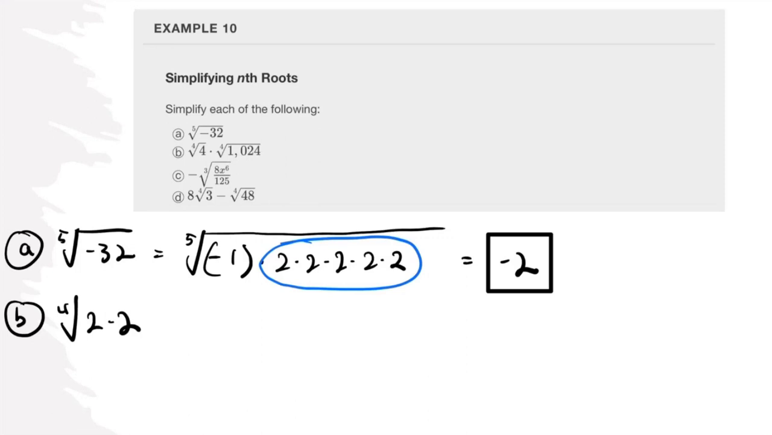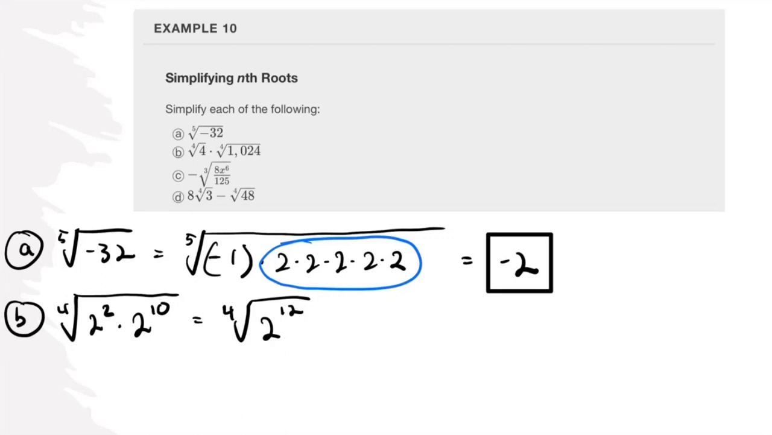Okay, so I'm not going to write all that all the way out. So instead, what I'm going to do, 4 is 2 squared. 1024 is 2 to the power of 10, right? So then we can add these powers. So this is going to be the fourth root, 2 to the power of 12. I'm going to jump ahead.